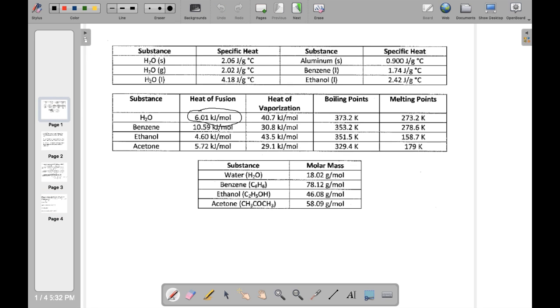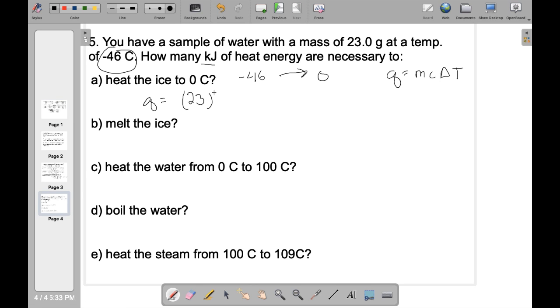Well, let's go back to our table. Now we have water, specific heat. This is where people get confused because they will pick the wrong phase and they will get a wrong answer. So remember, it's a solid. Water doesn't melt until 0 degrees, so it's a solid. It's 2.06 joules per gram Celsius, times 23 grams. Theoretically, this is joules per gram, if you think about it.